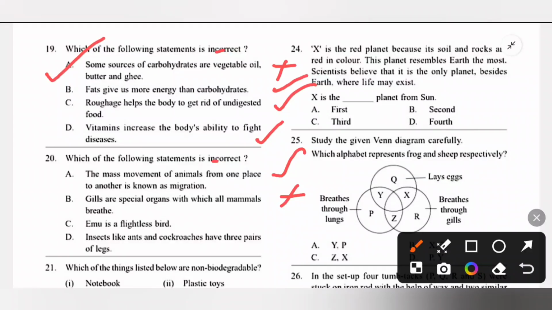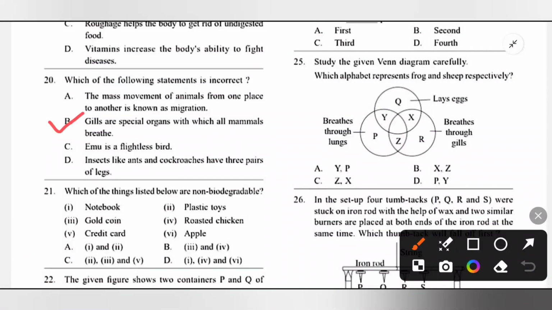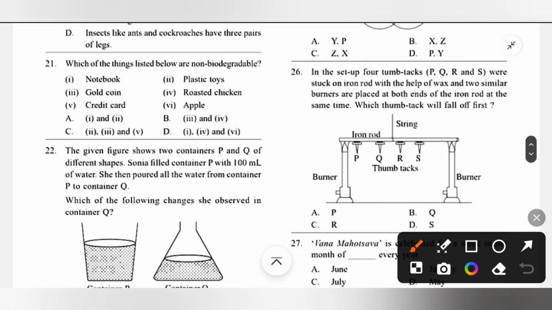C, Emu is a flightless bird. True. D, insects like ant and cockroaches have 3 pairs of legs. True statement. So we need to find the incorrect statement. So option B is the correct answer. Okay, option B.